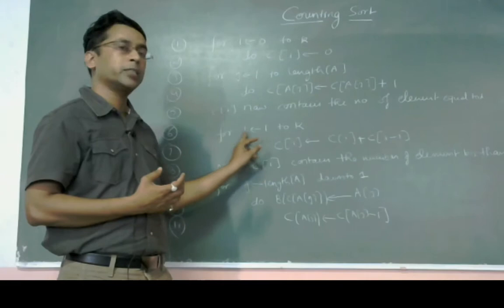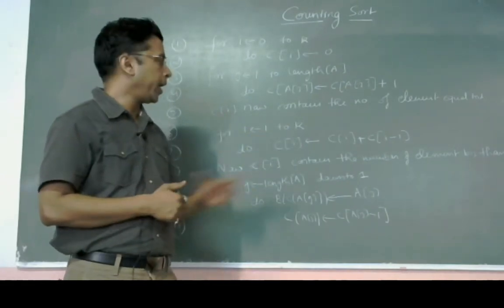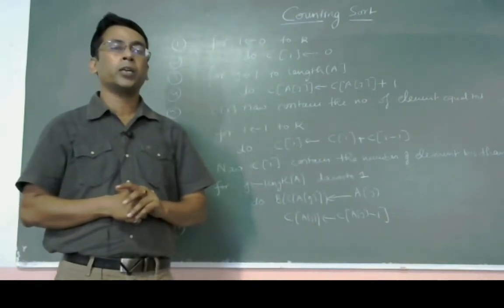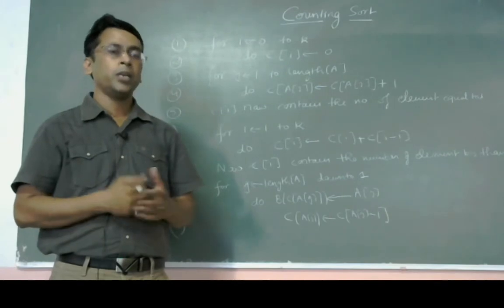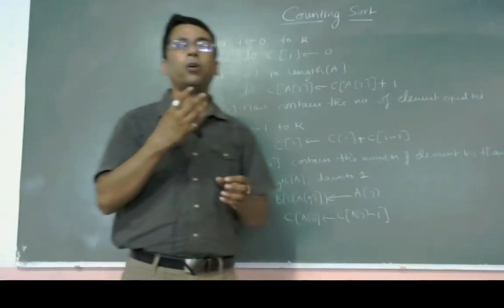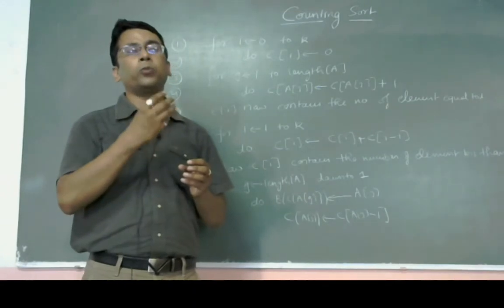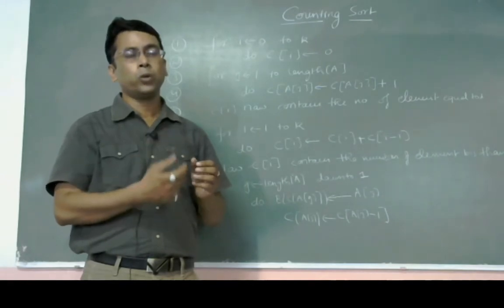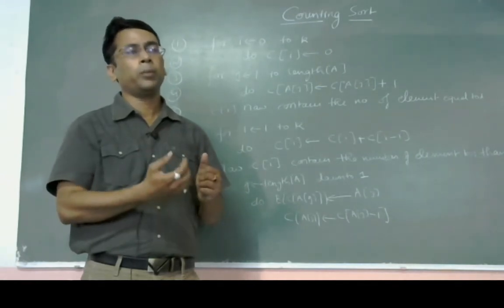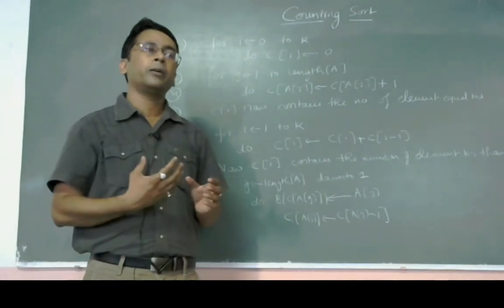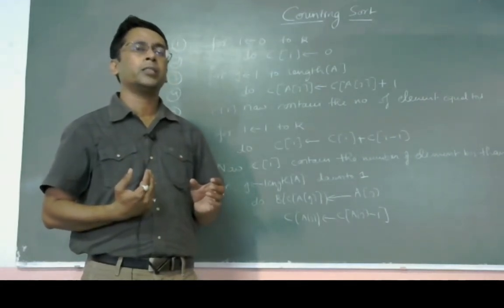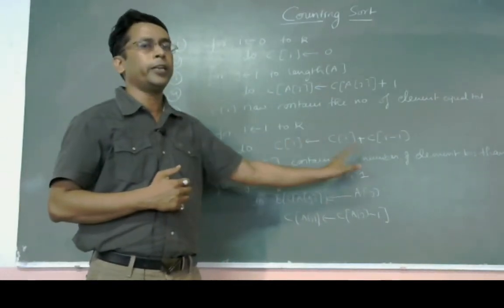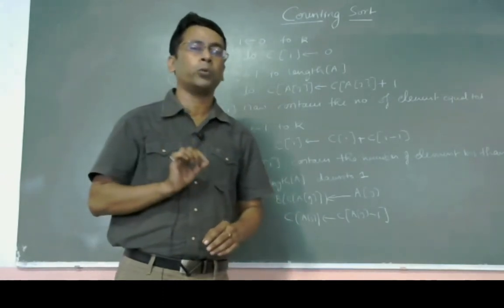After that we again start a for loop for i equals 1, and here we do C[i] = C[i] + C[i-1]. Here we are counting the cumulative frequency. Cumulative frequency means counting the frequency of 0, then of 0 and 1, then of 0, 1 and 2, and then of 0, 1, 2 and 3, meaning we are adding the previous frequencies to the current frequency. So after that we get the cumulative frequency. This is the main point with the help of which counting sort works.